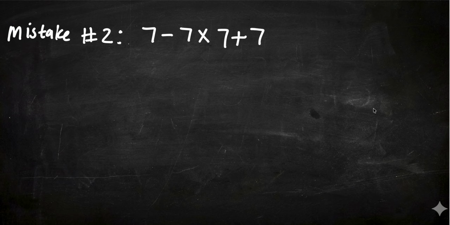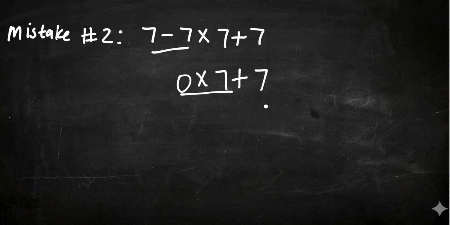Another mistake that people make is just going straight from left to right. So they do 7 minus 7 first, which is 0. And then they do a multiplication, which is 0 times 7, which is 0. And then they add and they get 7. The problem here is that they basically went left to right first without following the rank, because rank matters.